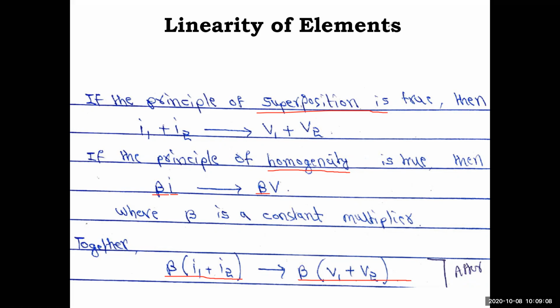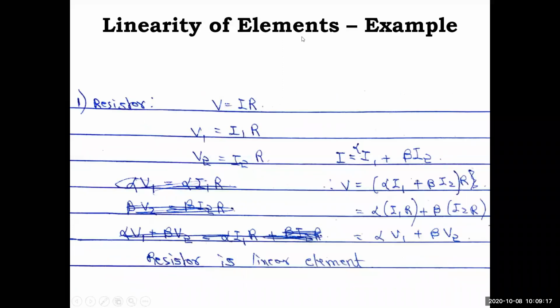Now we'll take each of the elements one by one and check whether it is linear or not. Firstly, we'll consider the resistor. What is the equation? It is given by Ohm's law, V equals I R. In the same way, we'll consider two sets of voltages and currents. R is a constant, so it will not change; only I and V will change. So V1 is equal to I1 times R, and similarly V2 is equal to I2 times R. R will not change, it is a constant.